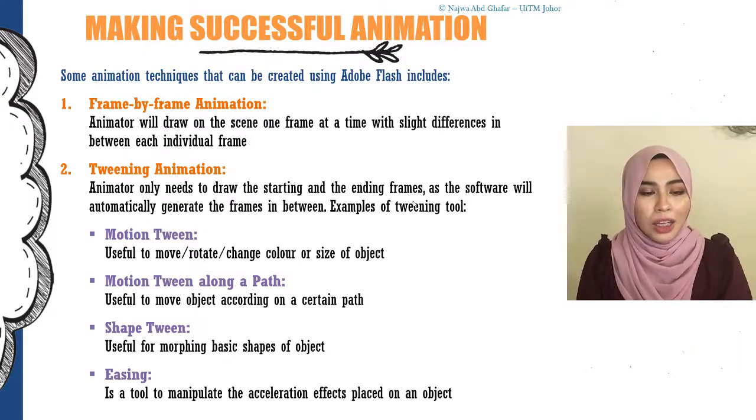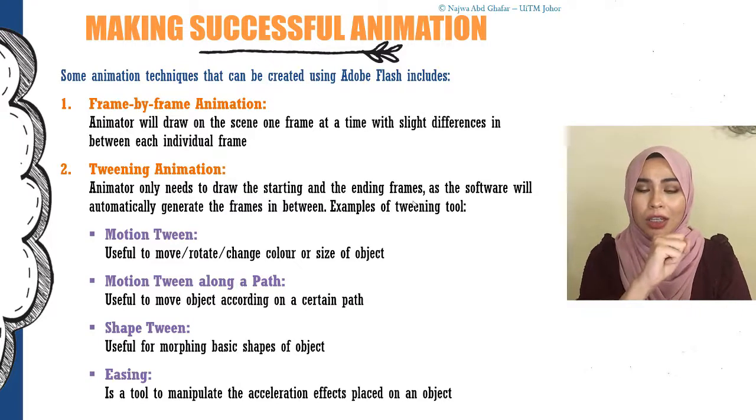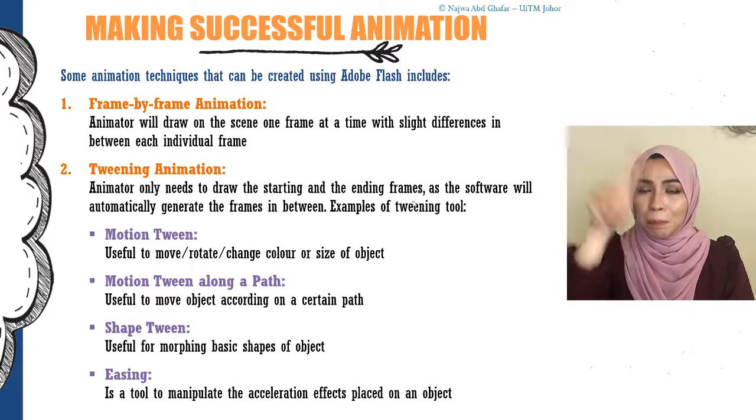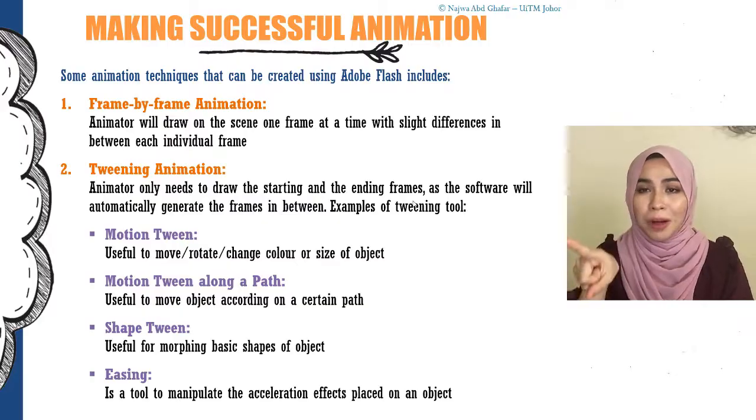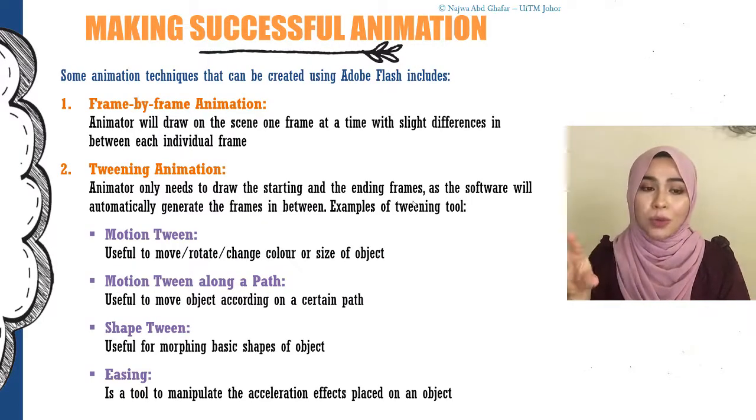And then you have motion tween along a path, whereby you have an object. You draw a path, even crazy different paths, so the object can actually move according to the path that you drew. This is known as motion tween along a path.